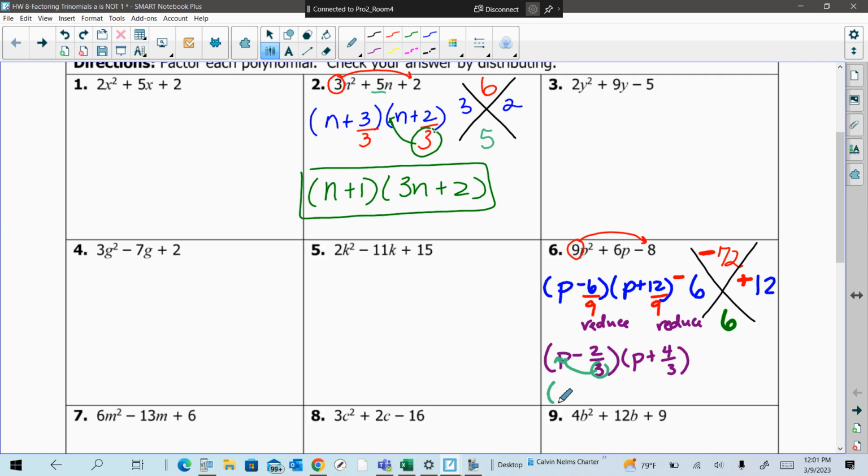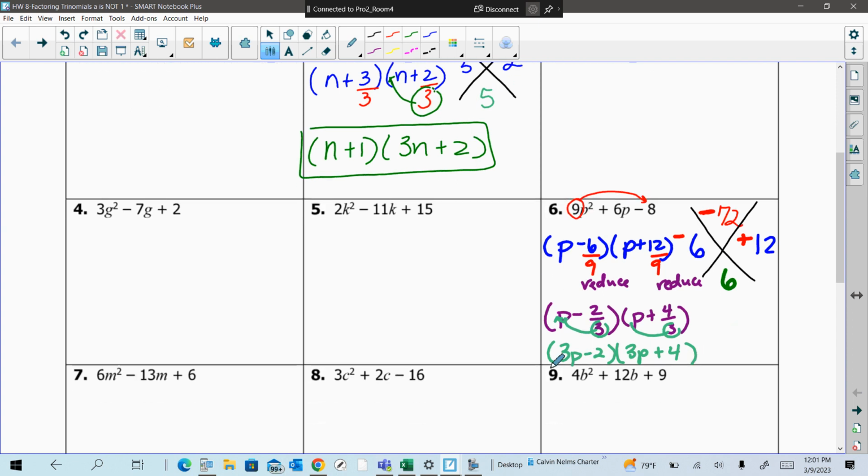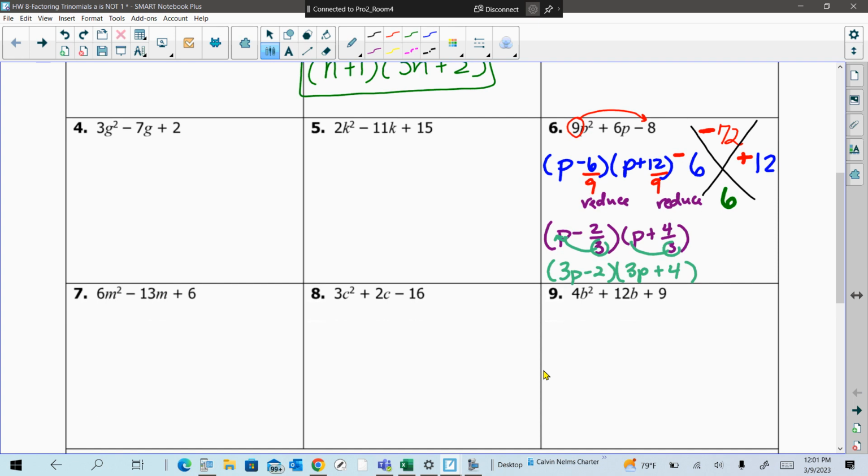So our factor form is 3p minus 2 and 3p, not the 4, bottom up. Bottom 3 goes up, so 3p plus 4. And there's your factor form. So just make sure you pay attention to your signs, and then don't forget to divide by your coefficient, your number that you circled.